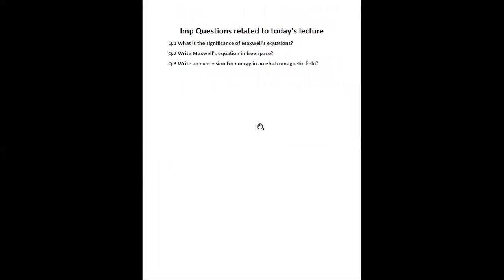The important questions related to today's lecture are: first, what is the significance of Maxwell's equations, all four equations, differential as well as integral? Second, write Maxwell's equations in free space. And third, write an expression for energy in an electromagnetic field. This is all about today's lecture.